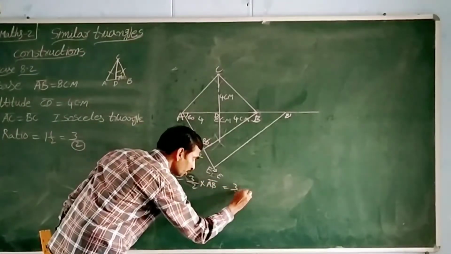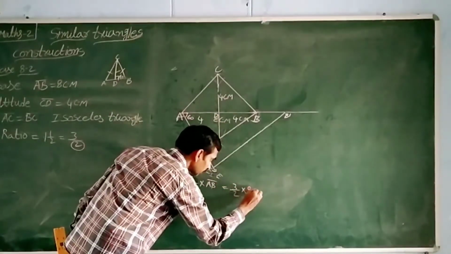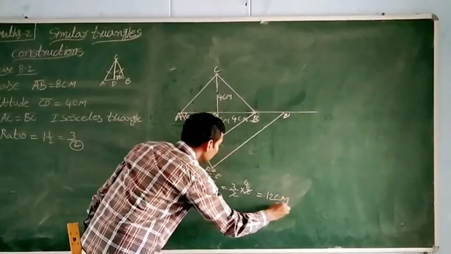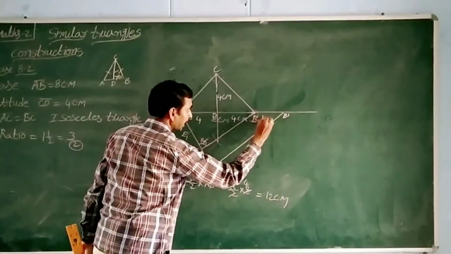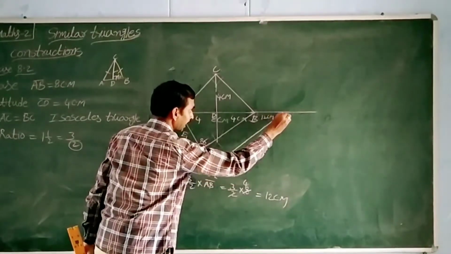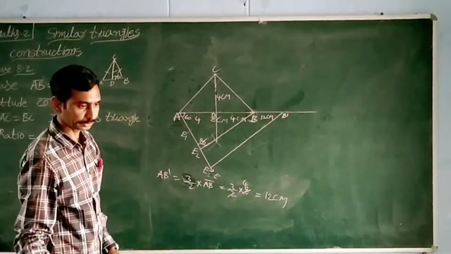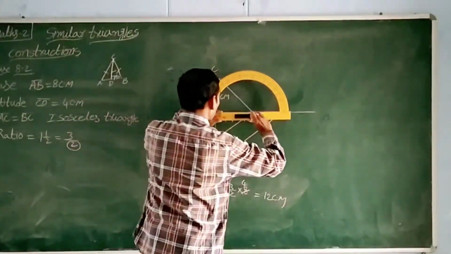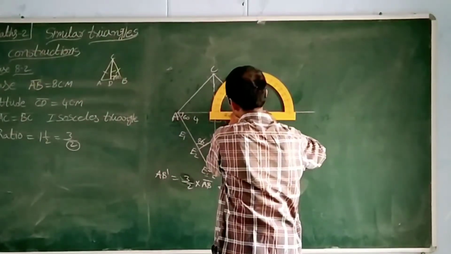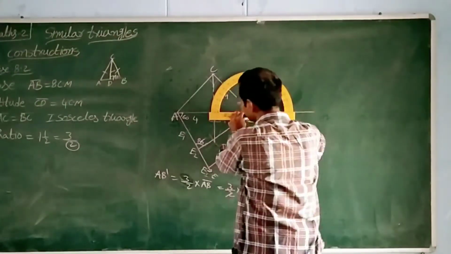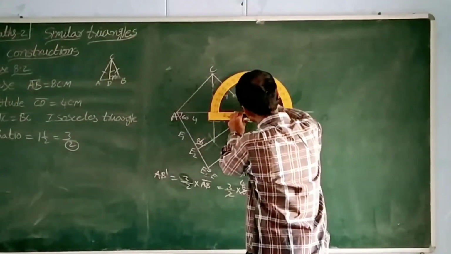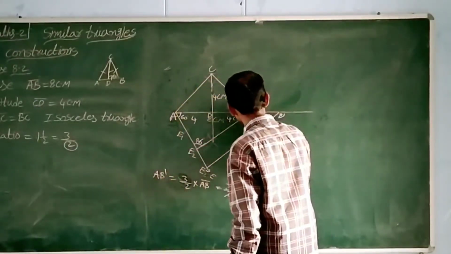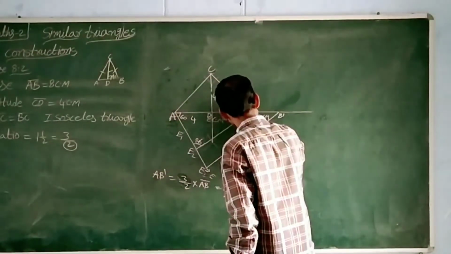Here 3 by 2 into AB, how much? 8 centimeters. 2 fours are 8, 3 fours are 12 centimeters. If you measure, AB dash is 12 centimeters. We did it correctly. After that, again take the protractor midpoint at B. Measure the angle here, with the AB line on 0 degrees. The angle is 45 degrees at B.